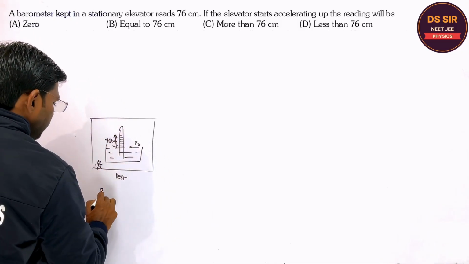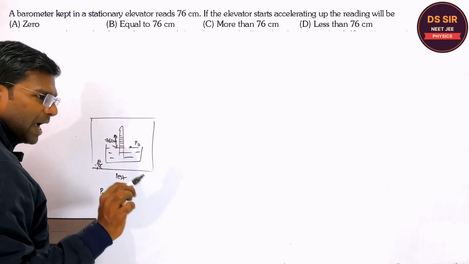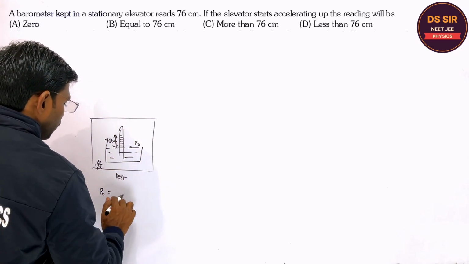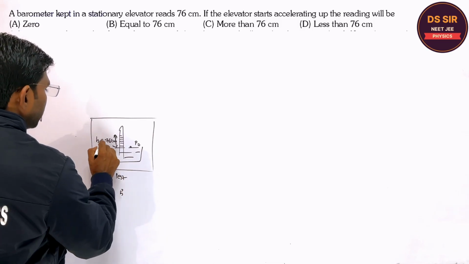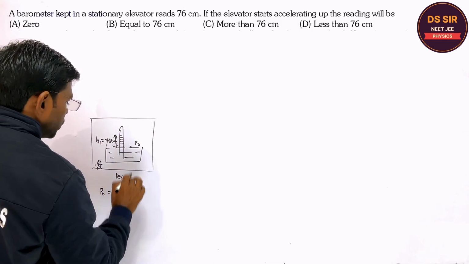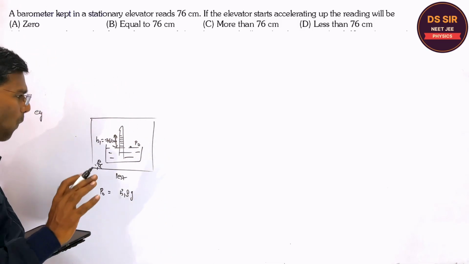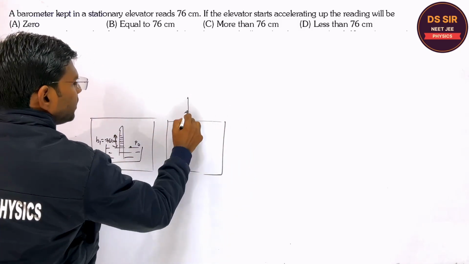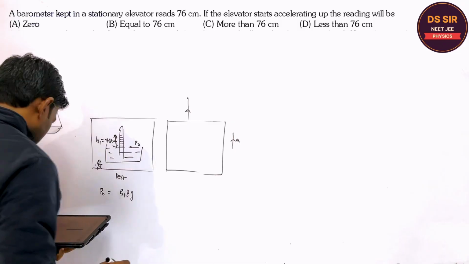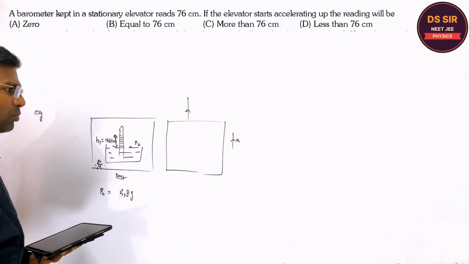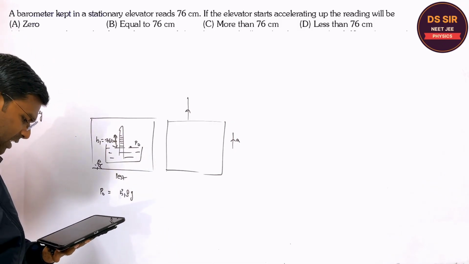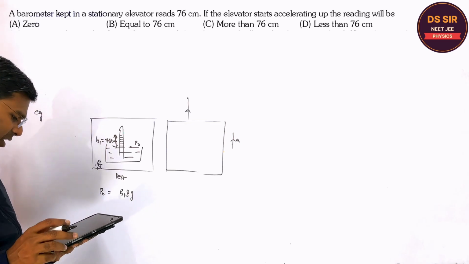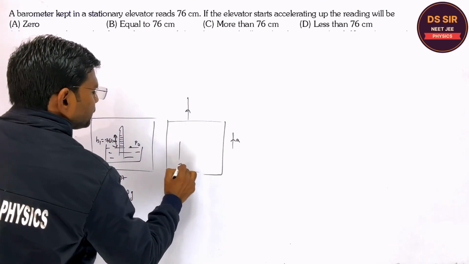So in terms of height of the barometer mercury column, initially it is H1 rho into G. Is it clear or not? Now, due to some reason, suppose the elevator starts moving up. Is it clear or not? It starts moving up, starts accelerating up, right? If the elevator starts accelerating up, the reading will be what?